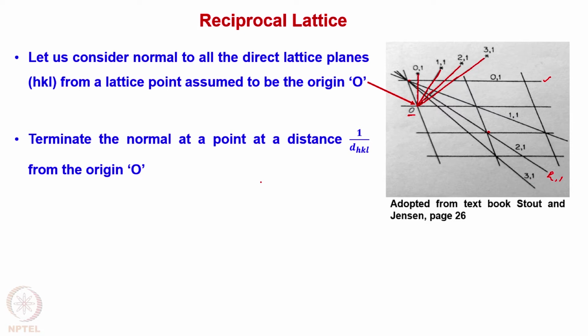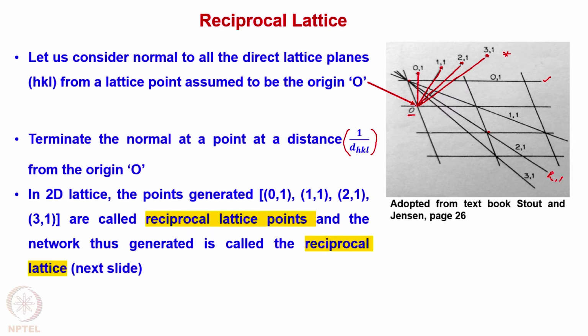Now, after drawing these perpendiculars to those direct lattice planes, we terminate each of these perpendiculars at the points marked as star at a distance equal to 1 by d_hk. That means the distance between the set of 0, 1 planes is d_01, so we cut it at 1 by d_01 distance from the origin O. So, as we find in this 2D lattice, we now have points 0, 1, 1, 1, 2, 1 and 3, 1, which represent individual lattice planes in the direct lattice.